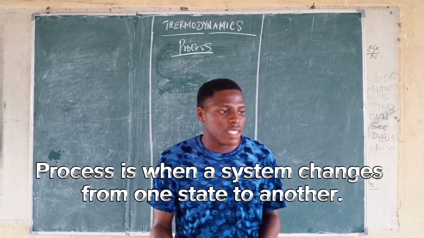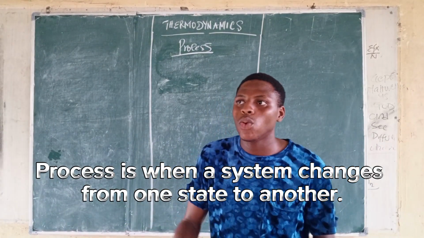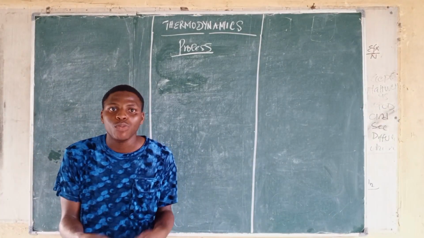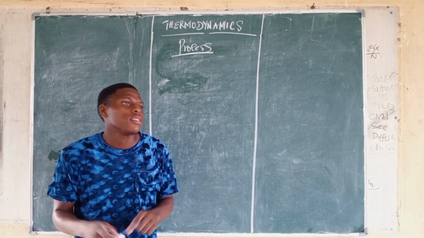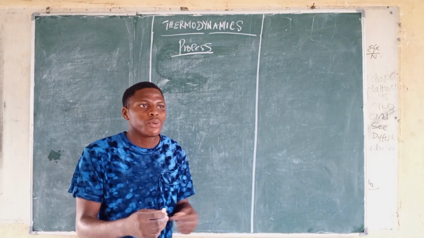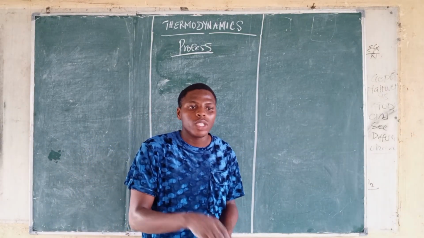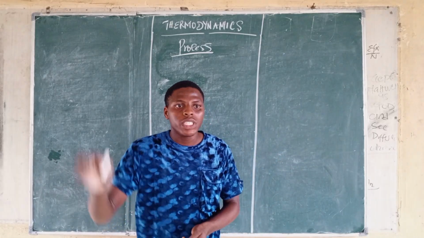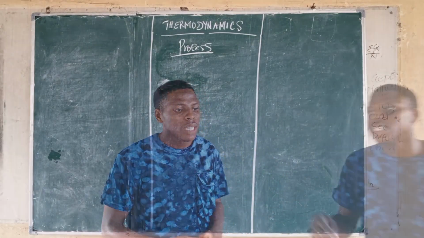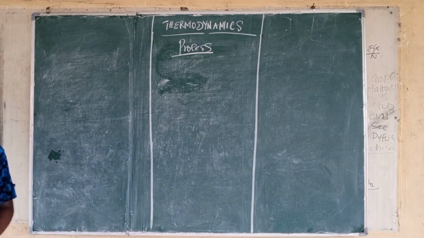Now, what is a process? You can take this down. A process is when a system changes from one state to another. For instance, if a metal is black and you heat it, the metal turns blue or white. The metal is black and you heated it and it turns blue. A process has occurred, because there is a change from state 1, which was black, to state 2, which is now blue. So the process is said to have occurred.